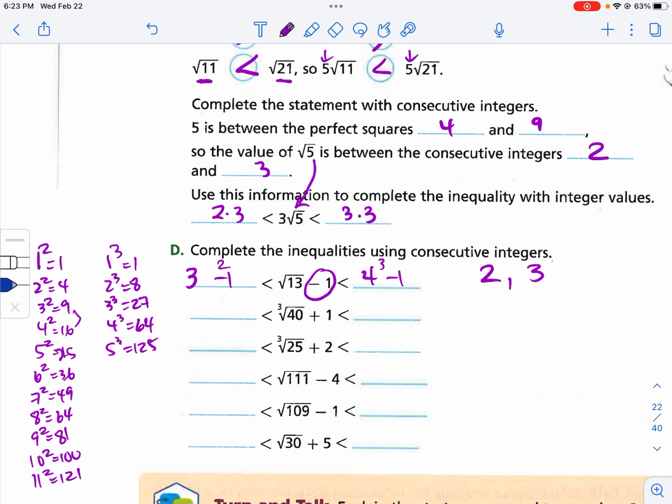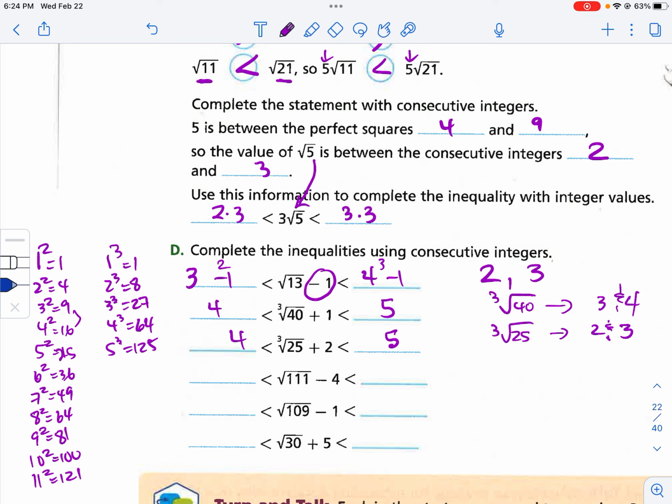The cubed root of 40. Okay. The cubed root, oh, that's not how you write cubed root. The cubed root of 40 is between 3 and 4. But here we've added 1 on both sides. So this is going to be 4 and 5. The cubed root of 25 is between 2 and 3. So if I'm adding 2 to it, it would be between 4 and 5.